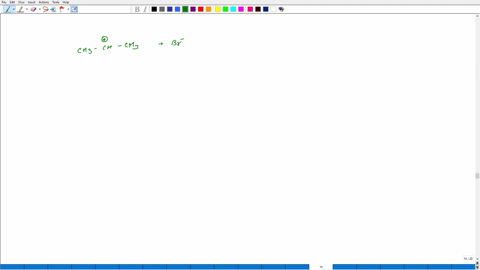Now Br minus will attack this carbocation, and it will lead to CH3 CHBr CH3. So that is how we can say that this 2-bromopropane is the product that is formed in the major quantity. Okay. Let us take another example.